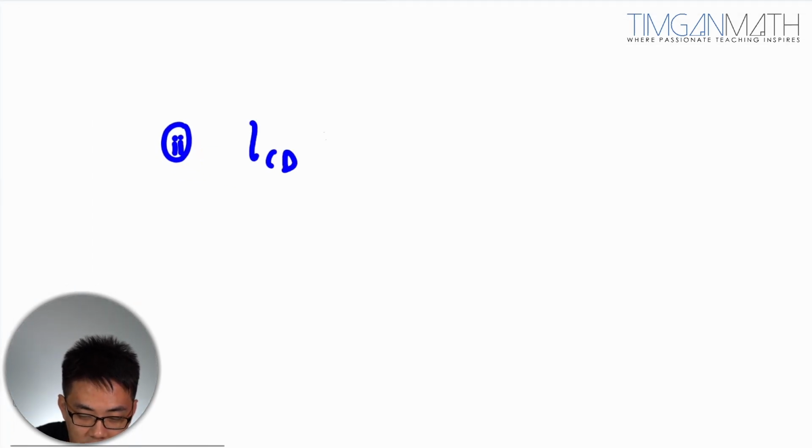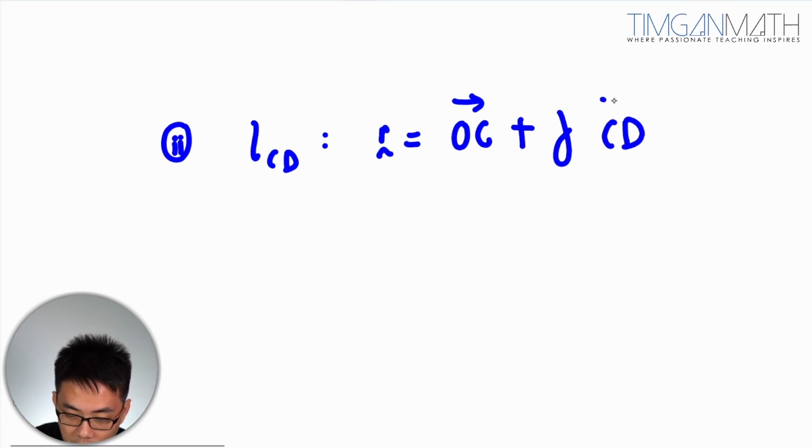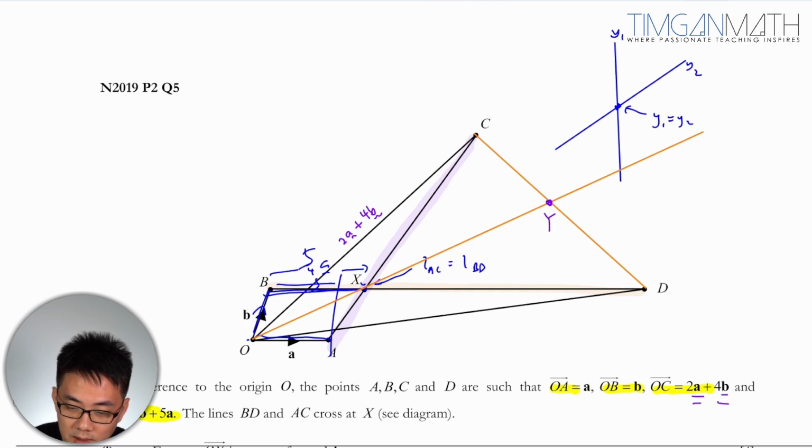So line CD, we know that actually just R equals to OC. I think OC will be E, or it doesn't matter whether OC or OD, plus let's say lambda mu, and I'll just use gamma CD. Okay. Now the problem now is I need to find the intersection between this line here and this line here to find what's my OY, right? So that's why I need to find the line CD here. That's what I'm going to do.